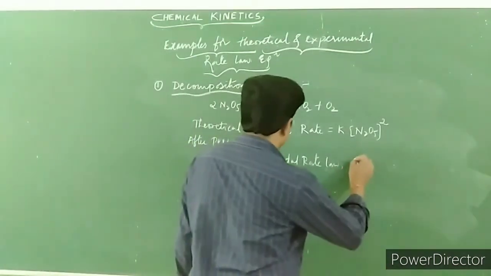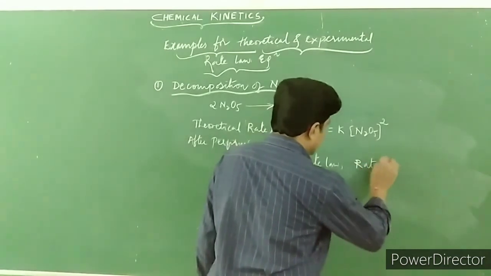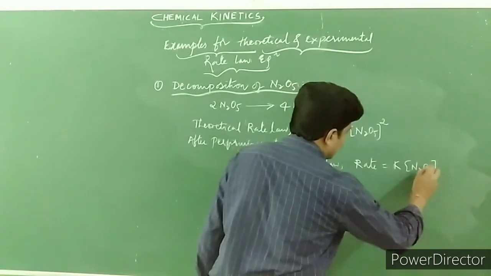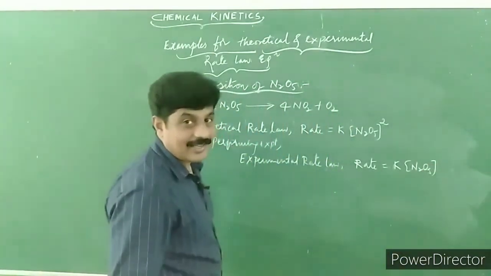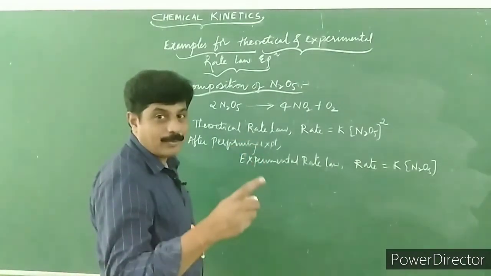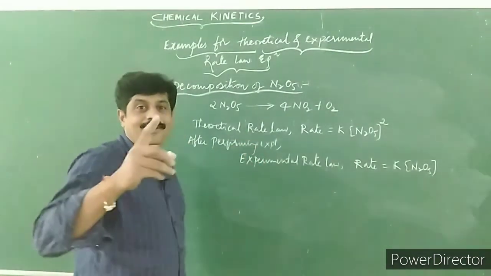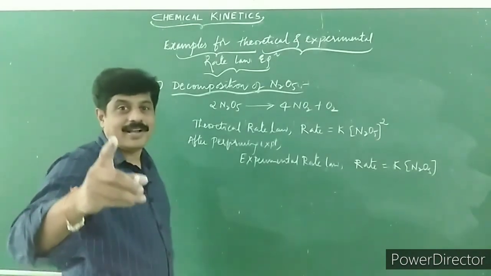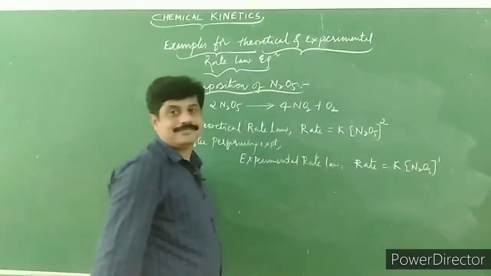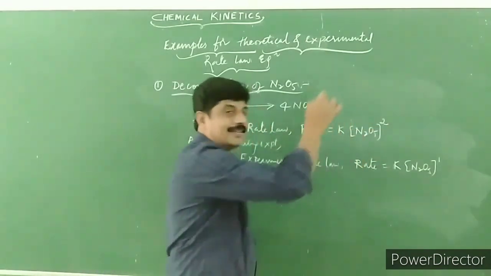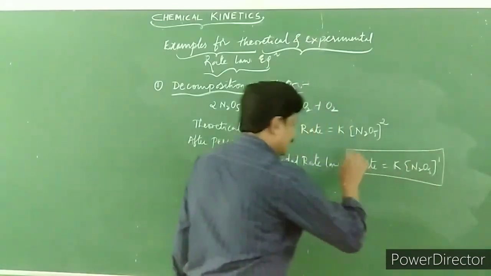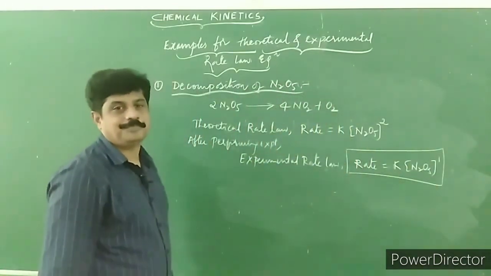Now how do I write that? Look at here. The rate is equal to K into N2O5. Children, look at here. After conducting the experiment, now the rate is directly proportional to the concentration of N2O5, which is raised to 1, not the square. Children, so this is the experimental rate law.